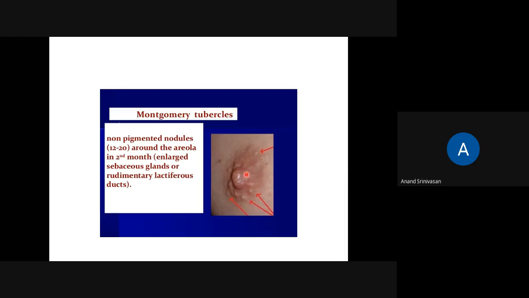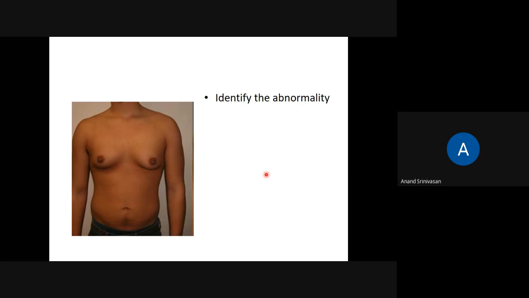So Montgomery tubercles are present along the lateral border, surrounding the areola. What do they signify? These are nothing but the sebaceous glands or rudimentary lactiferous ducts, and usually they are found in pregnant females. In pregnant and lactating females, they are more prominent. It is also one of the signs for pregnancy. These small dilatations are a physiological change of the mammary gland. There is nothing pathological about it.